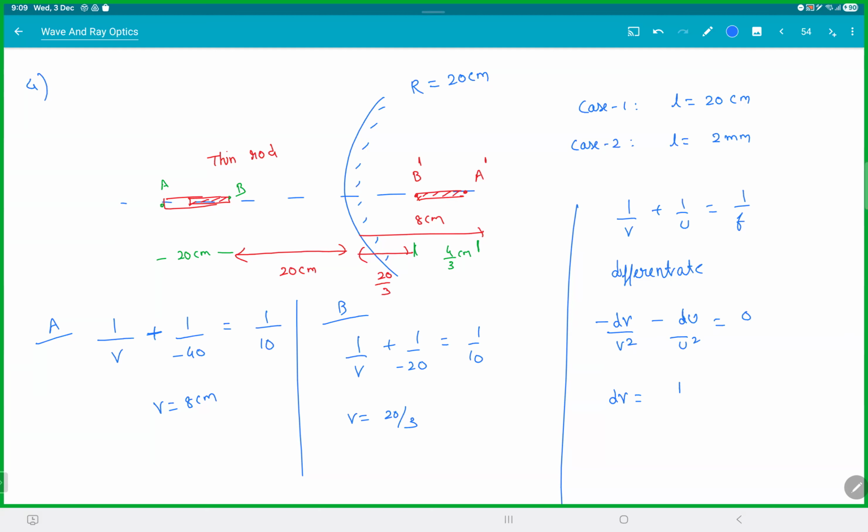So dV will be dU into V square by U square. So here dU will be 2 mm. V and U, you can use 20 centimeters and finish it off. Clear with that? So the second part, for small objects, you use differentiation. For big objects, you find the extremes and finish it off. All clear with that? You can get the values there and substitute.